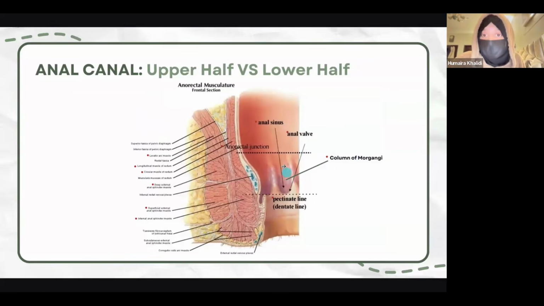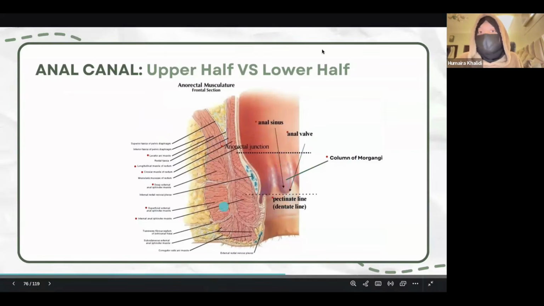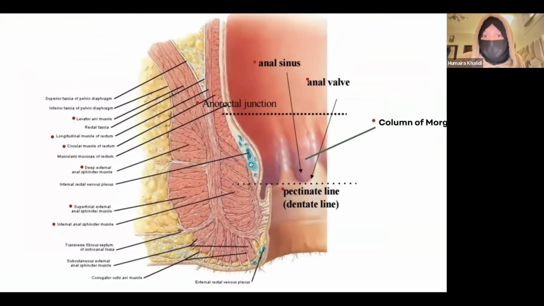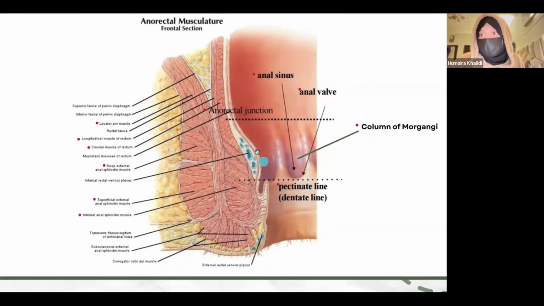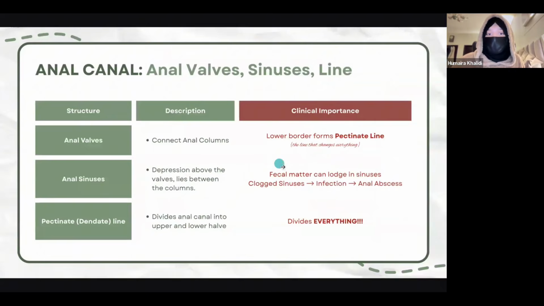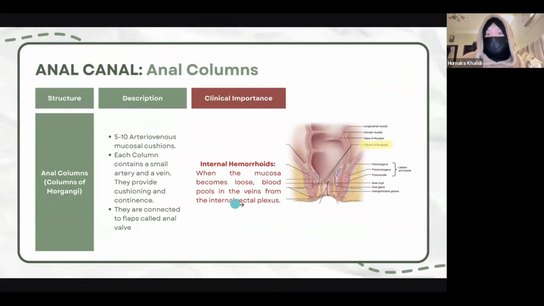Again, pectinate line. Same thing, guys. I love this slide. You're going to get a lot of questions from these. If you're familiar with this slide, you don't need anything else. You're going to have the internal rectal venous plexus. This is what we said. The veins here in the columns of Morgagni will drain into the internal rectal venous plexus, and pooling of blood takes place here, in the internal rectal venous plexus. Do you remember? I mentioned it here. Look, it pools in the veins from the internal rectal venous plexus.